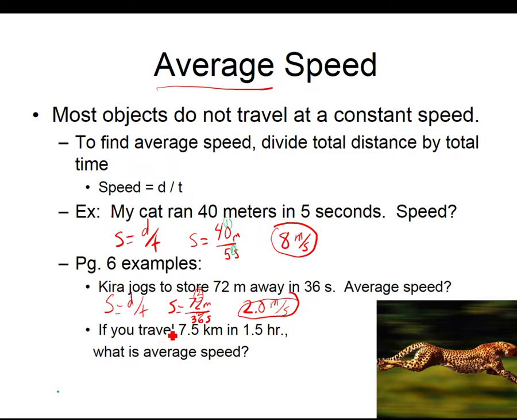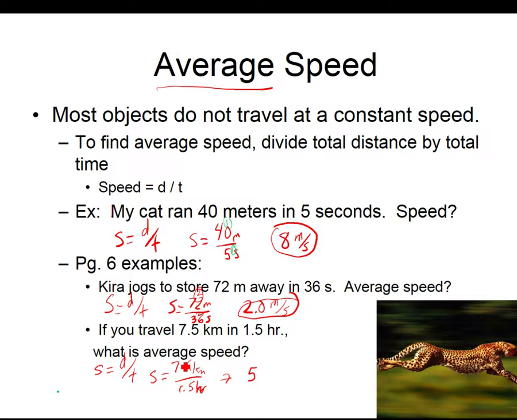Try this one here. If you travel 7.5 kilometers in 1.5 hours, what is the average speed? So again, we do speed equals distance divided by time. So speed equals 7.5 kilometers divided by 1.5 hours. So you divide that out and you get 5 kilometers per hour.